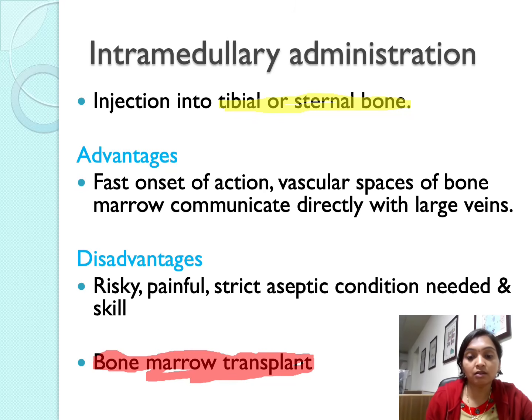The reason being, this route will produce a fast onset of action, since major vascular spaces of bone directly communicate with large bones, so it will produce faster action. The procedure is actually risky, painful, and you also need strict aseptic precautions. So these are a few disadvantages in case of medullary administration.